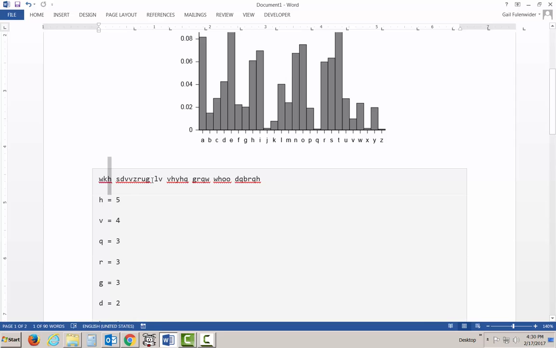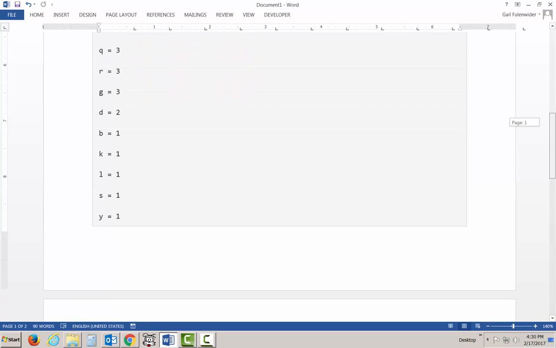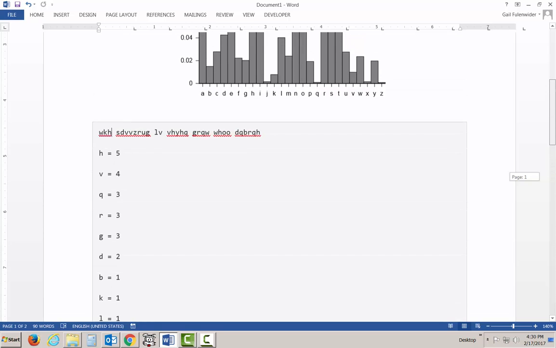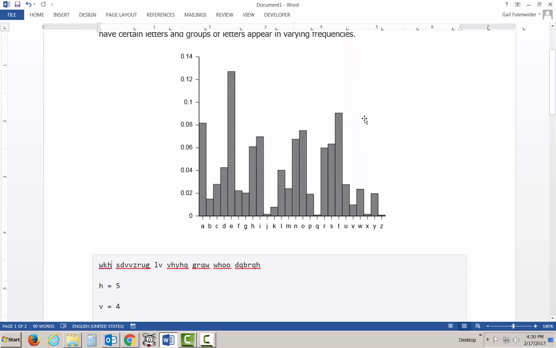We could continue on and substitute for the S, 1, 2, 3, P. But if we look at all of this, we could figure out that it says, the password is 7, don't tell anyone. Now this is a very simplistic application. We can see that we found the frequencies here because of the most common letter in the alphabet and the most used letter in our sentence.